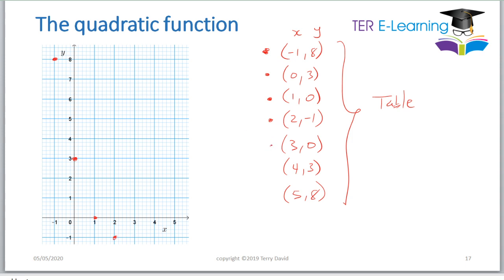The next point I'm going to plot is 3, 0. So 3, 0 is going to be this value here. Then I'm going to plot 4, 3. My x value is 4 and my y value is 3. So this is my next value. And my next value here is 5, 8. So x is 5 and y is 8. So you're going to come up to this point here. Right? So I plotted all the points on the graph.